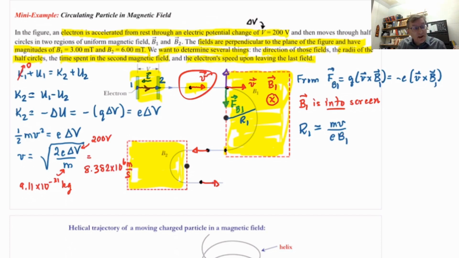The m is the mass of an electron. We just found the v, 8.382 times 10 to the 6 meters per second. The v is constant, remember. The magnitude, little e, is known. And B1 is 0.003 Tesla. So you put all those numbers in for R1. You'll get 1.59 times 10 to the negative 2 meters, which of course would be 1.59 centimeters.